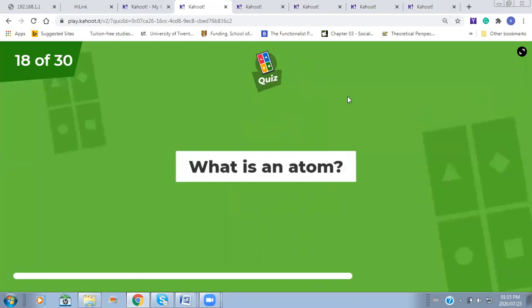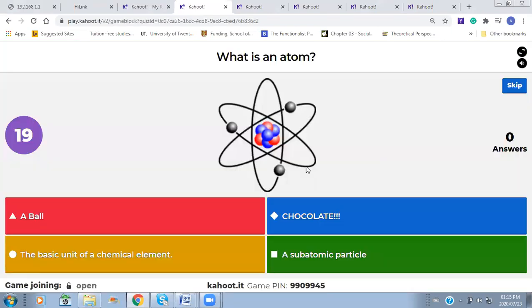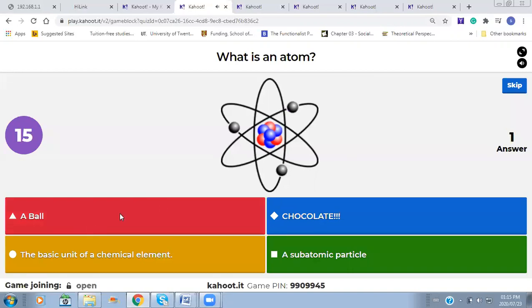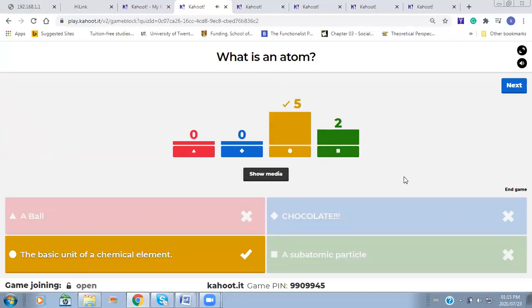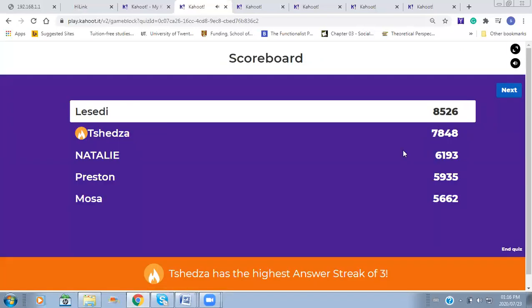What is an atom? A ball, a chocolate, a subatomic particle, a basic unit of element. The time is going. All right. Five of you got that right and two got it wrong. The basic unit of chemical element. Okay, Lesedi is still on the scoreboard.